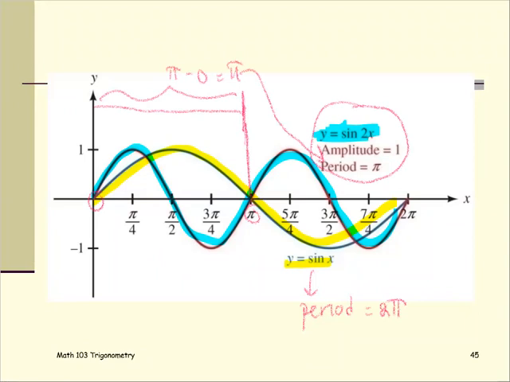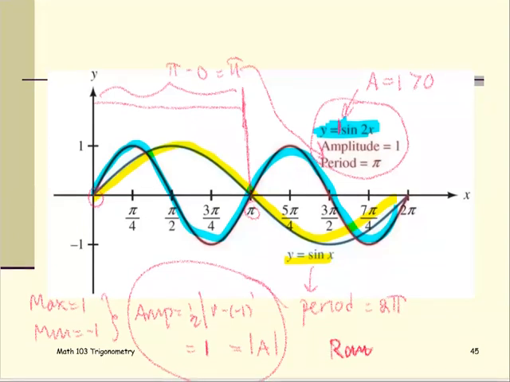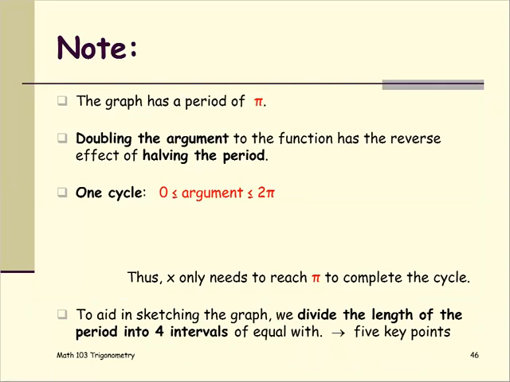Finding the amplitude works the same way. Since the maximum value is 1 and the minimum value is negative 1, the amplitude is 1/2 multiplied by the max minus the min, and it turns out to be 1. The amplitude for this function is 1, or we can say a equals 1, which is a positive number. The amplitude is the same as the absolute value of a. For the range of the graph, the range is the interval from the minimum value, negative 1, to the maximum value, positive 1.